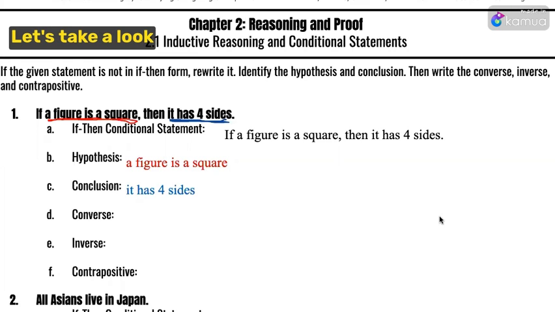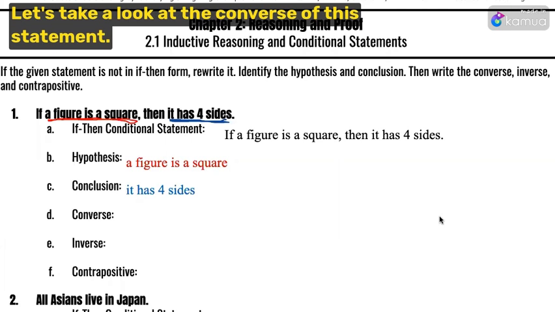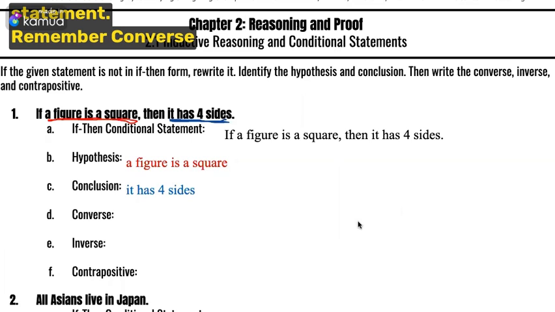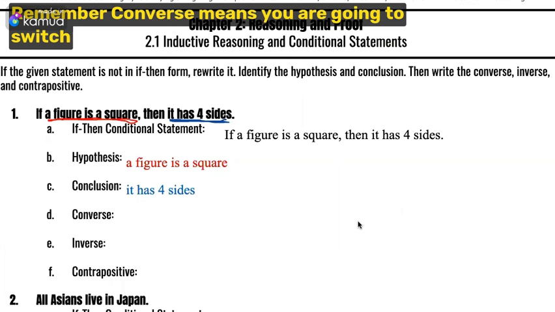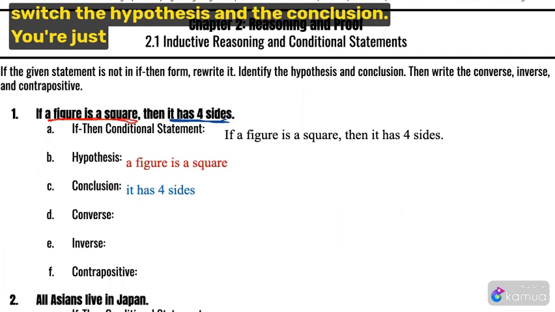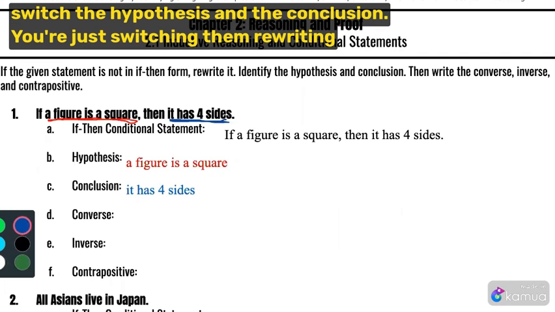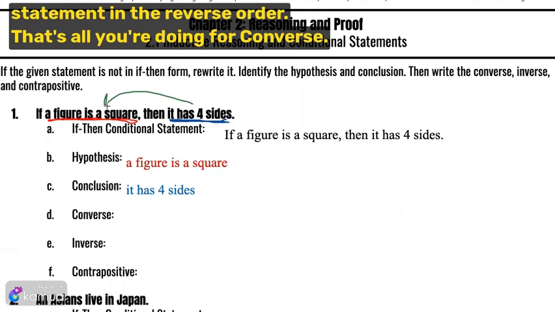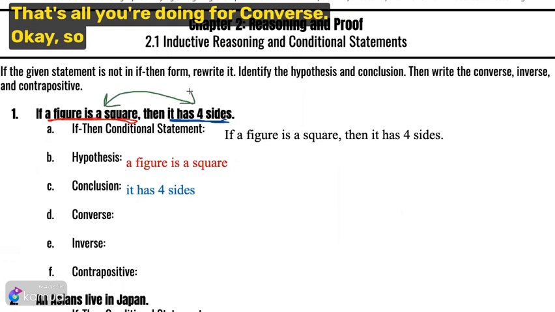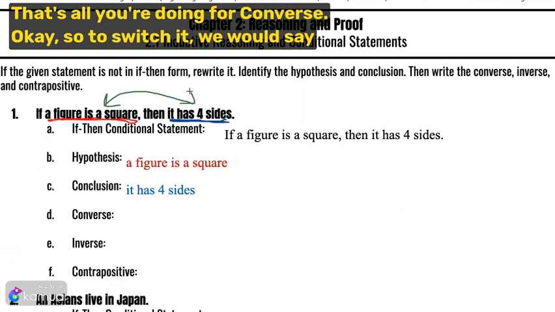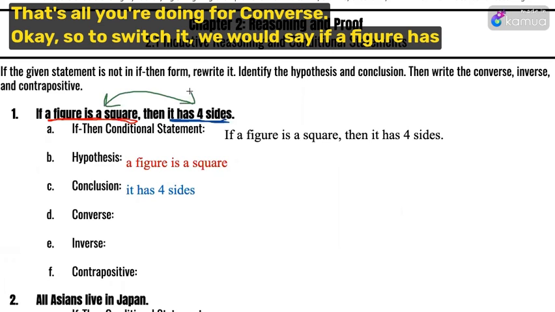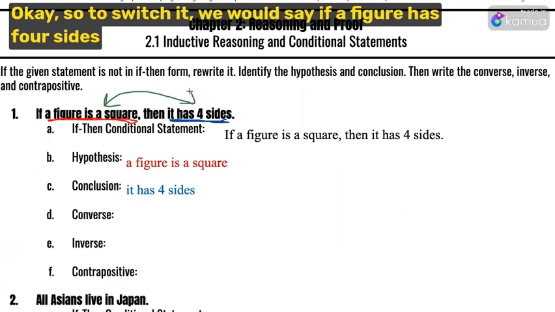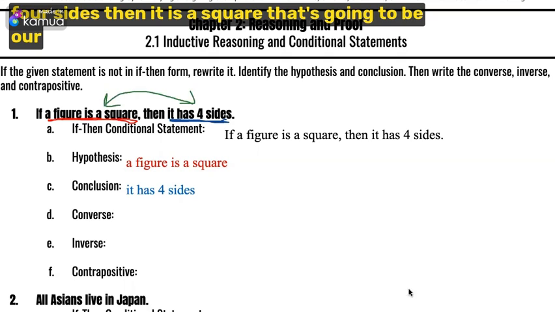Let's take a look at the converse of this statement. Remember, converse means you are going to switch the hypothesis and the conclusion. You're just switching them, rewriting the statement in the reverse order. That's all you're doing for converse, okay? So to switch it, we would say, if a figure has 4 sides, then it is a square. That's going to be our converse.